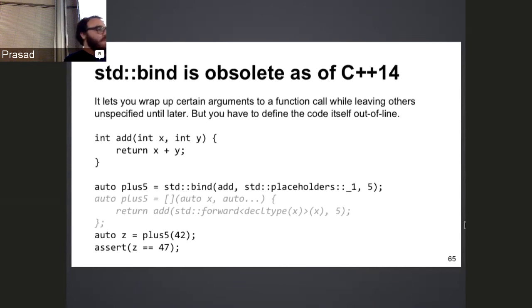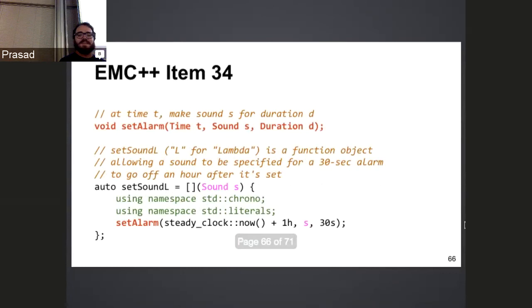But I do want to talk a little bit more about bind and the pitfalls of it, just because Scott Meyers talks about it and I found it interesting. So again, Effective Modern C++, this is Item 34. He gives this example using a lambda, straight out of his book, by the way. We've got a function setAlarm that takes a time, a sound, and a duration, and says at time t, make sound s for duration d. This is an excellent candidate for bind, right? Because I might say, some of these I know I'm always going to want to be the same thing, so I like to bind them up front.